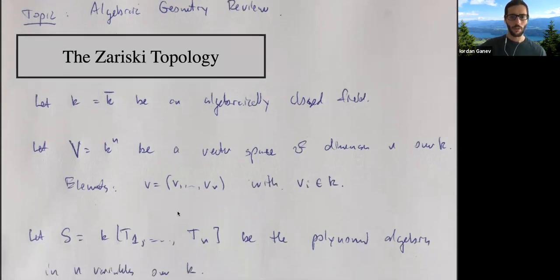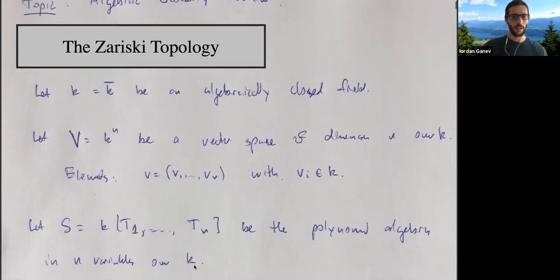So we have V, which is the vector space of dimension n. We have S, which is the polynomial algebra in n variables over k. So we have T1 through Tn, those are just formal variables. We think about all sorts of algebraic combinations, and those give us polynomials, and this forms an algebra. We can multiply and add and subtract these polynomials.